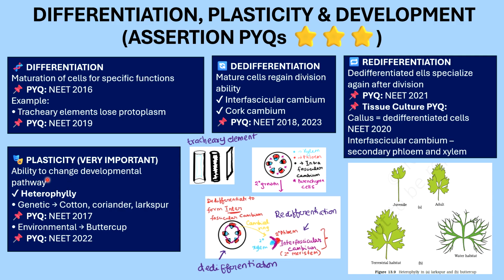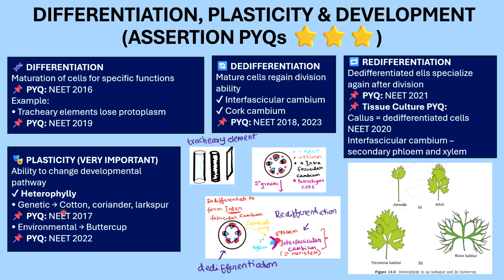So plasticity is the ability to change with respect to the environment, or with respect to the developmental process. An example of it is heterophylly. Now we have two types of heterophylly. That is developmental heterophylly, which is genetic in nature. That is, in the juvenile form the leaf will have one particular phenotype, and when it grows old, or in later stages, it will have another phenotype.